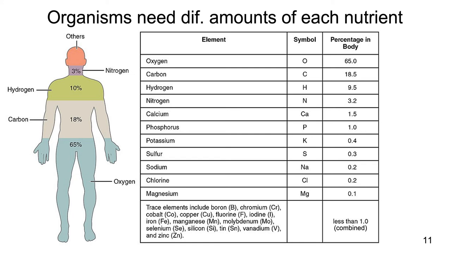And it's important to know that organisms need different amounts of each nutrient. So for example, if you were to look up the ratios of the major nutrients that make up a human being, they're about 65% oxygen, 18% carbon, 10% hydrogen, 3% nitrogen, and then the rest is made up of a bunch of other types of nutrients.